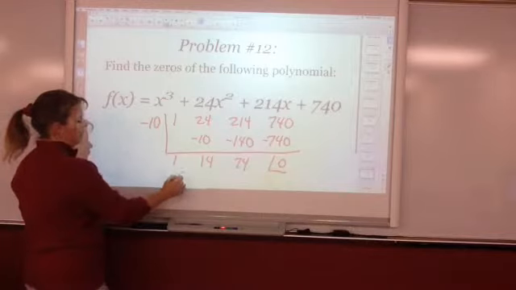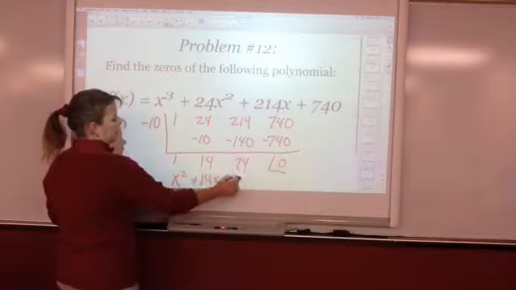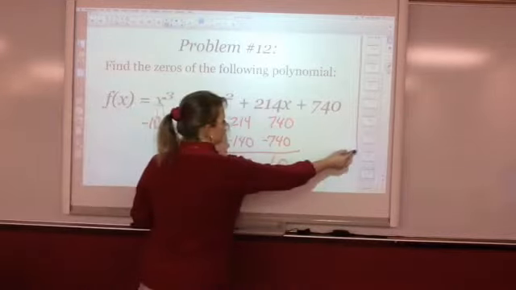What's left? X squared plus 14x plus 74. Not even going to try to factor that. Let's go right into quadratic formula.